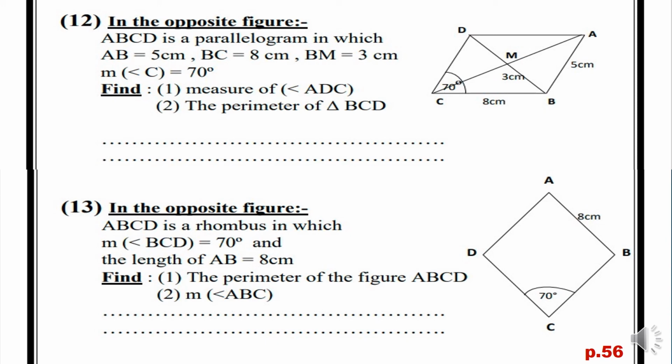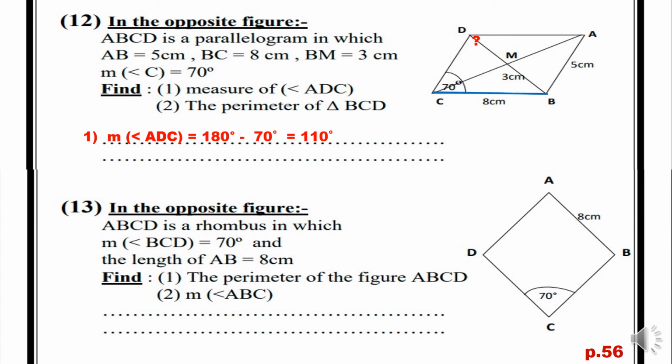Number 12. In the opposite figure, ABCD is a parallelogram in which AB equal 5 cm, BC equal 8 cm, BM equal 3 cm, measure angle C equal 70 degrees. Find the measure of angle ADC and the perimeter of the triangle BCD. To find measure of angle ADC, the two consecutive angles of the parallelogram, their sum is equal to 180 degrees. So angle ADC equal 180 minus 70 equal 110 degrees.